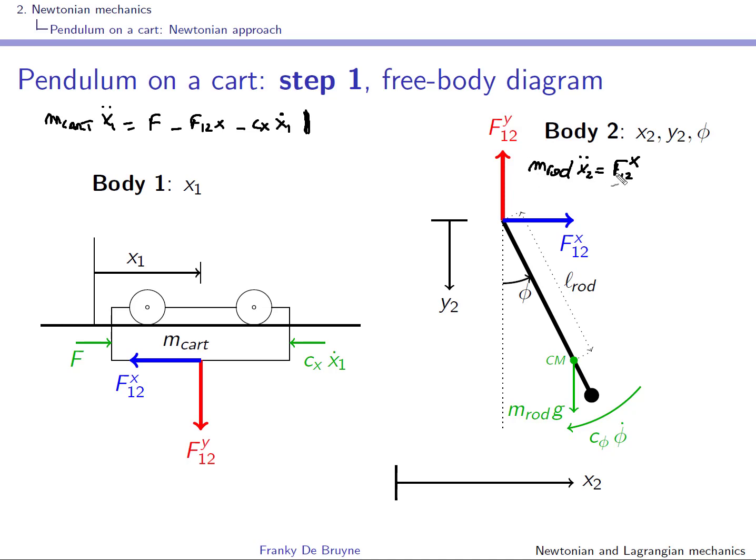Okay, so this is in the x direction, and I can do something similar for the y direction, sum of the forces, and now I can see two forces. There is this one here, it's acting in the other direction than y2, so you have to put a minus sign, F12y, and then you have gravity which is acting in the direction of y2, so we have plus m rod g.